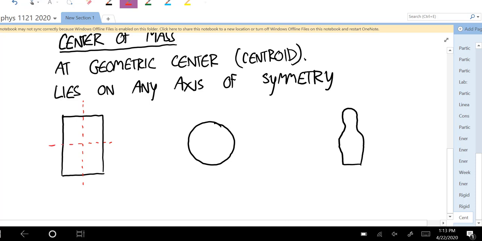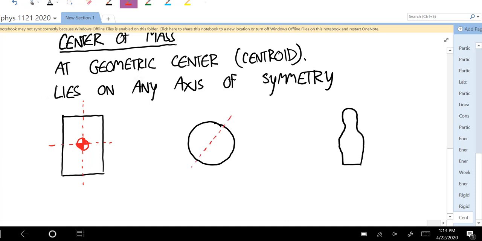And so what that means is, since the centroid and the center of mass have to lie on those axes of symmetry, the place where they intersect has to be the centroid and has to be the center of mass. Okay. What about with a circle?